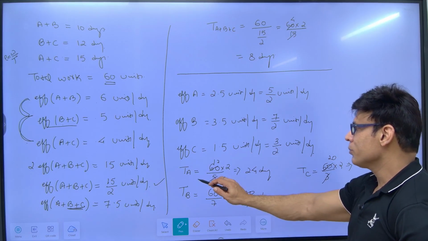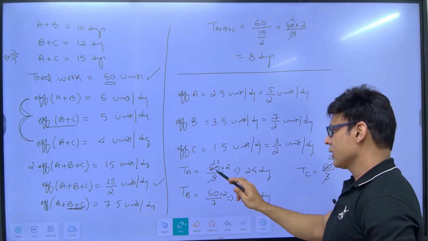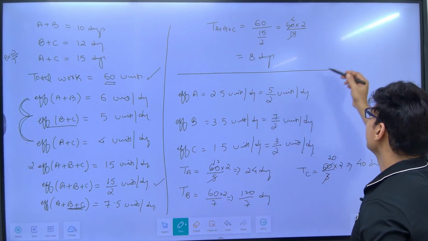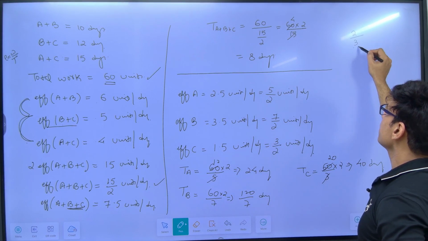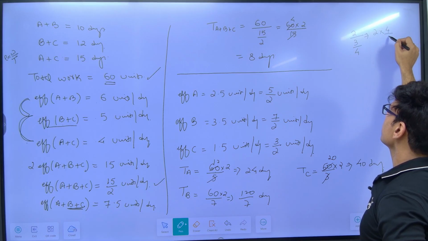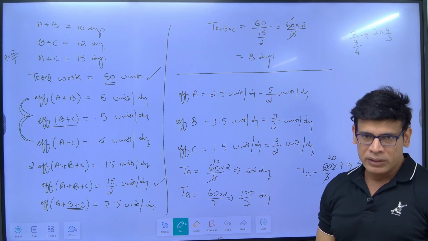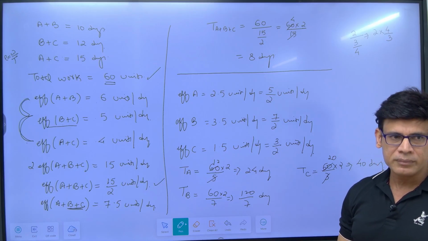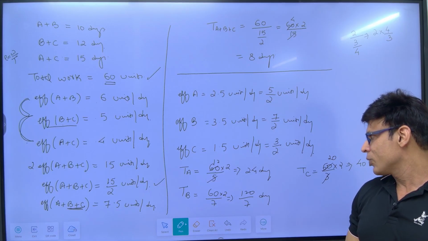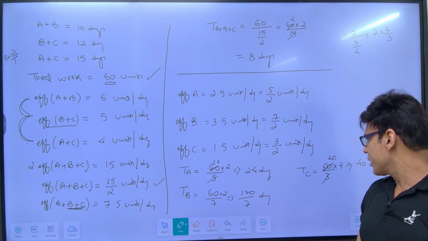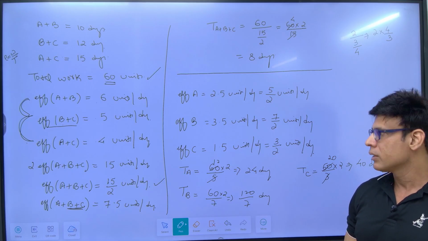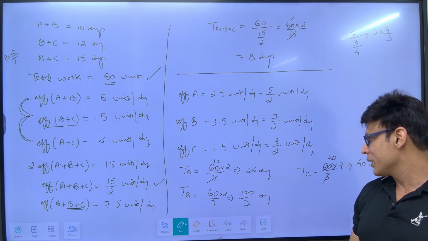See, for time, it is total work upon total efficiency. Efficiency is 5 by 2. That 2 will come up. Remember, if you have something, let's say 2 by 3 by 4, how do you write this? 2, and the denominator, when it comes to multiplication, it is 4 by 3. This is how it turns out to be. So individual days, they will take 24, 120 by 7 and 40. Time taken individually. You know that C is slowest, so it will take the maximum time.